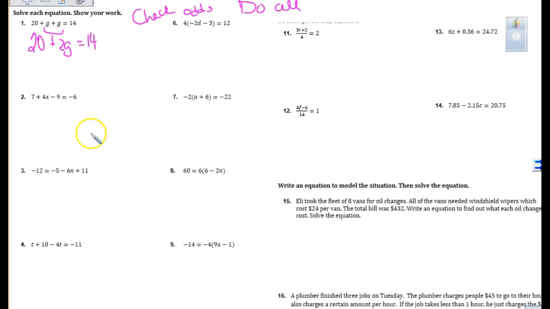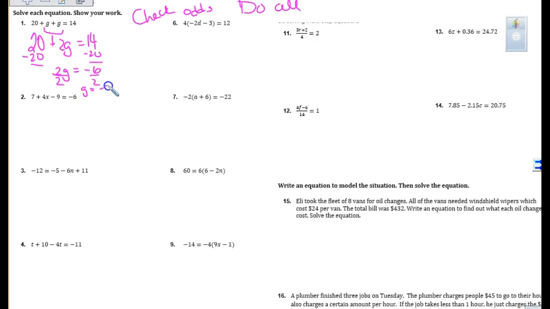What do I need to do to get 2G by itself, Ellie? Yes, I agree, subtract 1. We're going to subtract 1. Then, Ellie, 2G equals? Negative 6. Next step that I'm looking at. Divide by 2. I want to show all of this in order to get credit. G is equal to negative 3. I get my solution, I circle my answer.